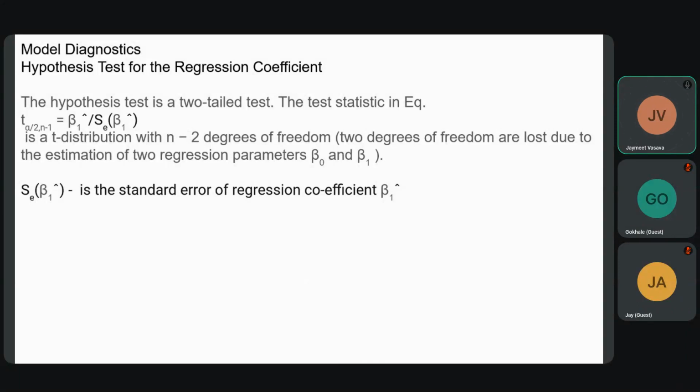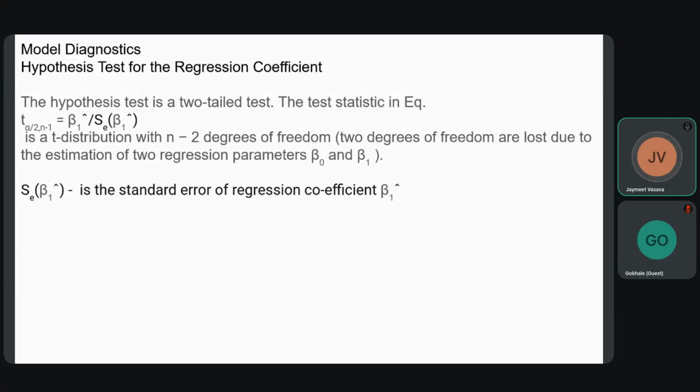So the hypothesis test is a two-tailed test. The test statistic is given by the equation as mentioned before. It's a t distribution with n minus 2 degrees of freedom. The 2 degrees of freedom are lost due to the estimation of the two regression parameters, beta 0 and beta 1. So SE beta 1 hat is nothing but the standard error of the regression coefficient beta 1 hat.